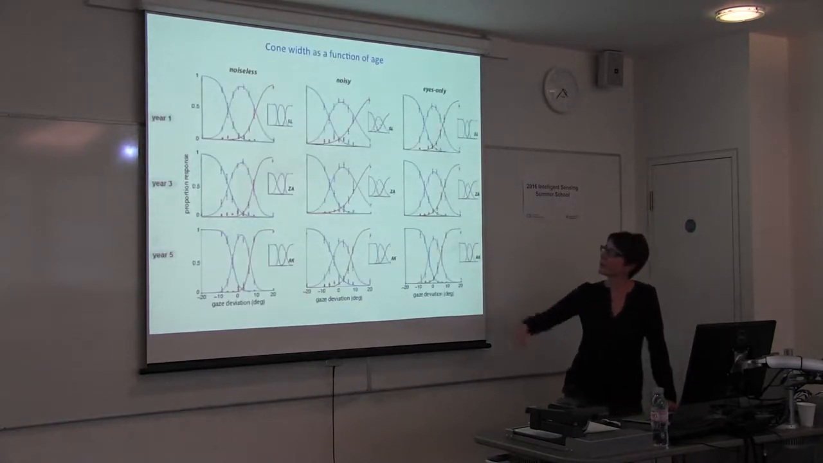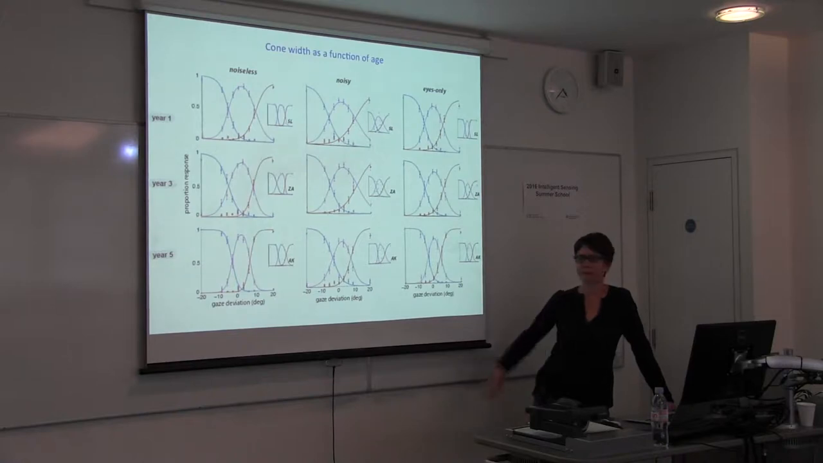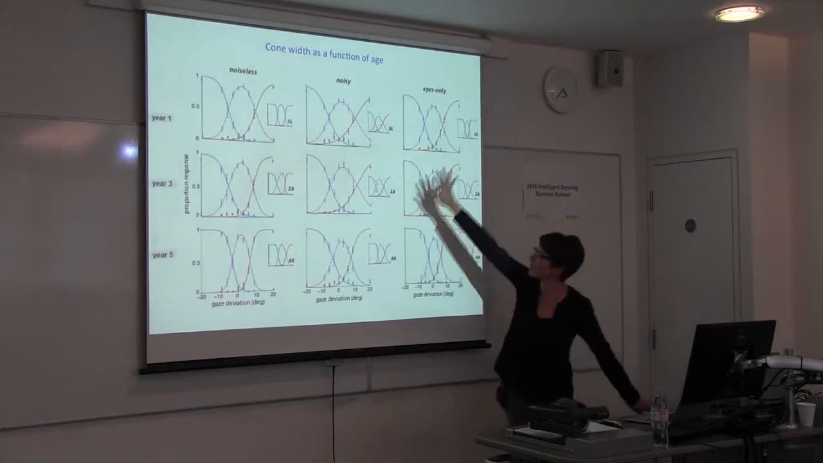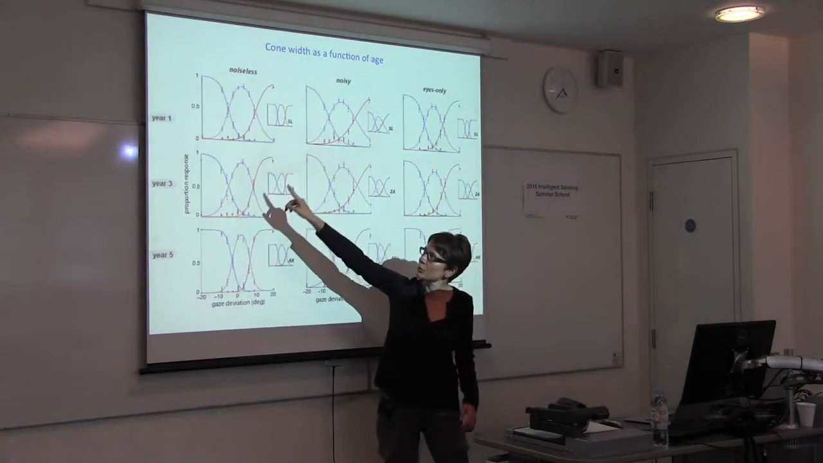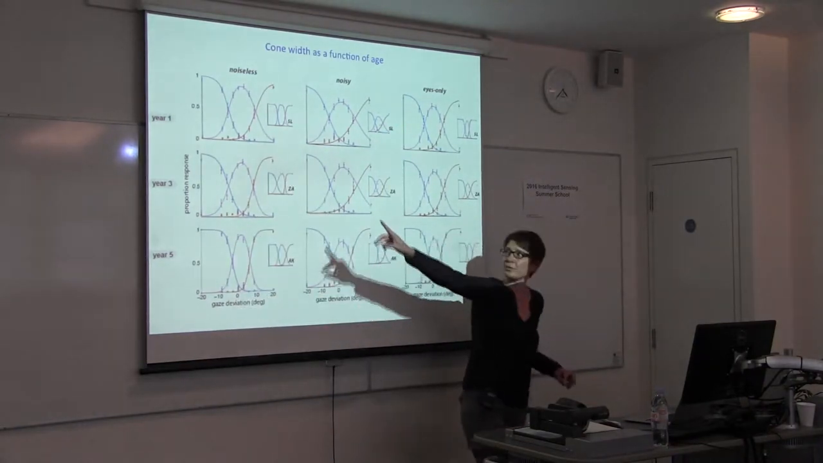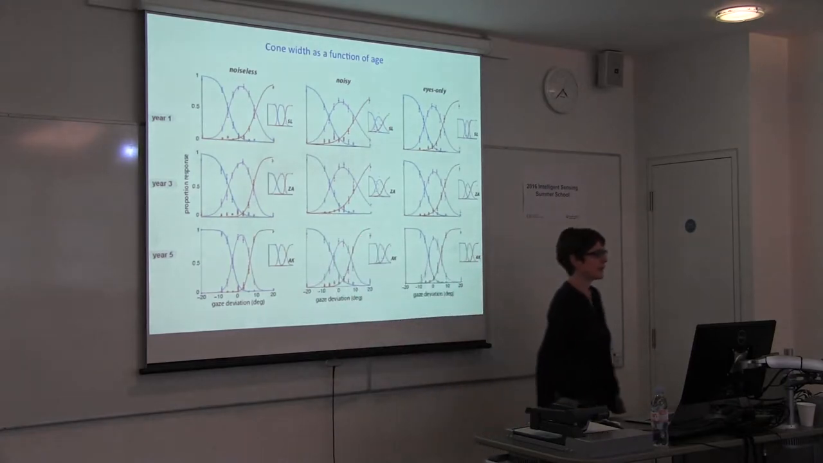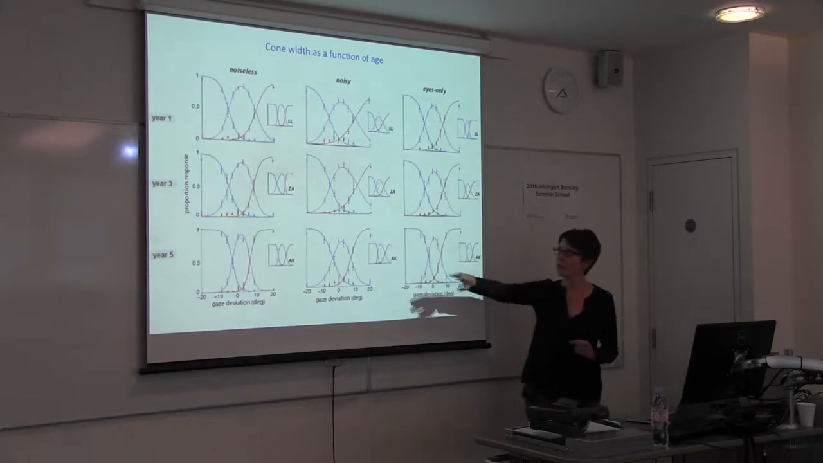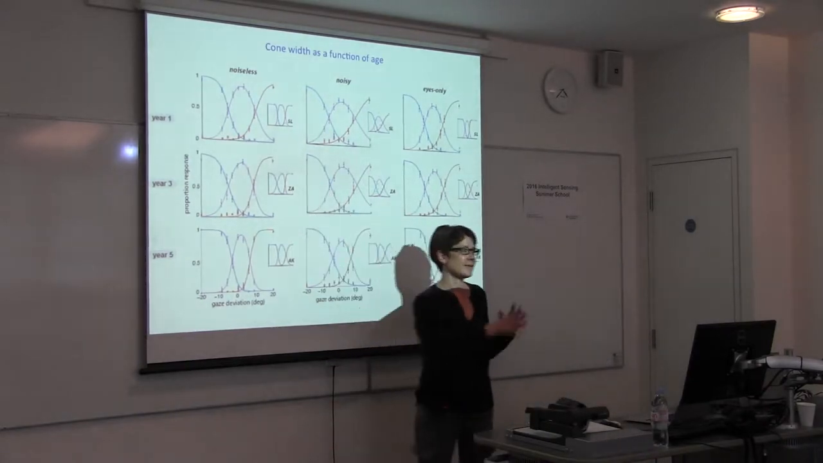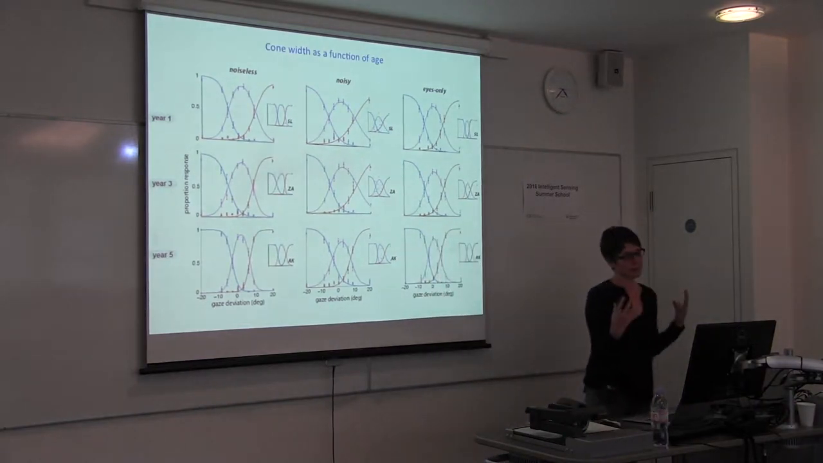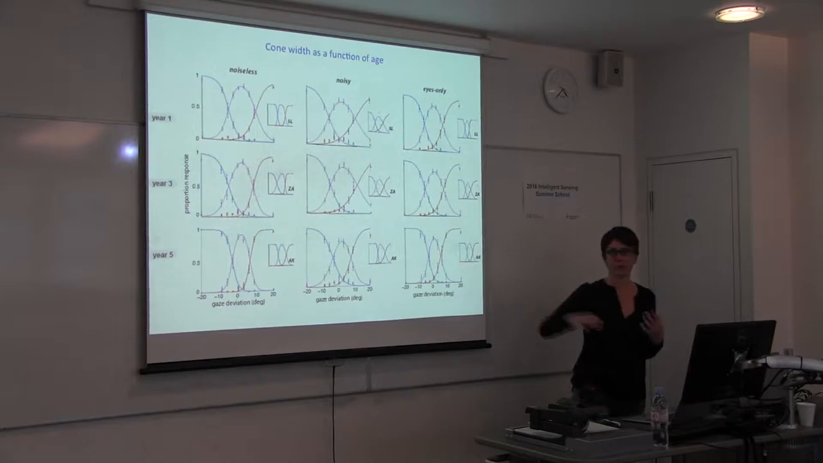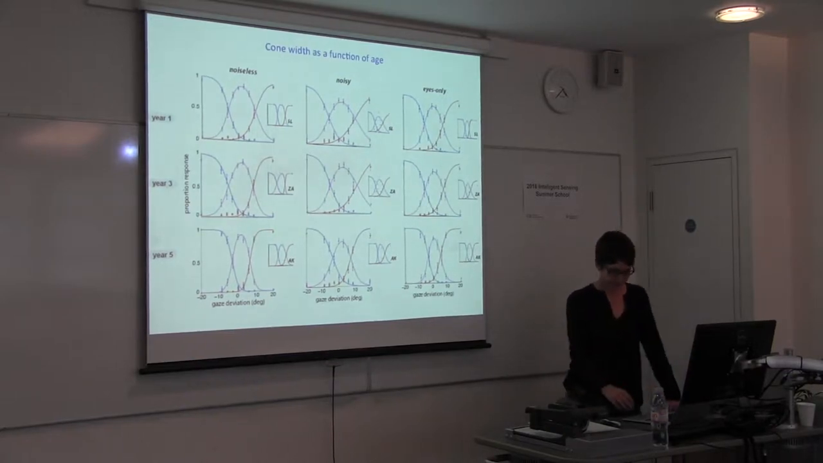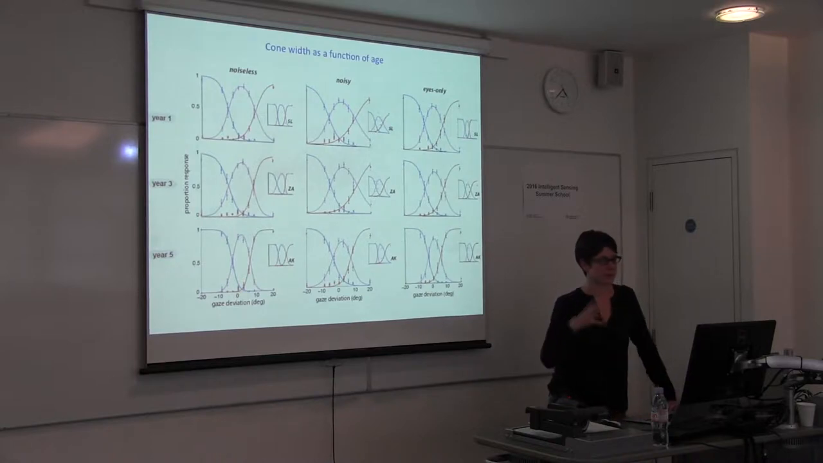And interestingly, it's also correlated with age. We've tested a number of children. You can ignore this. These are year 1, year 3, and year 5, so about 6 years old, 8, and 10. And this cone width decreases with age. Very young children tend to think that people are looking at them more than older children would. So that's one of the things that this very basic measure is used for, to try and distinguish different types of populations of people.